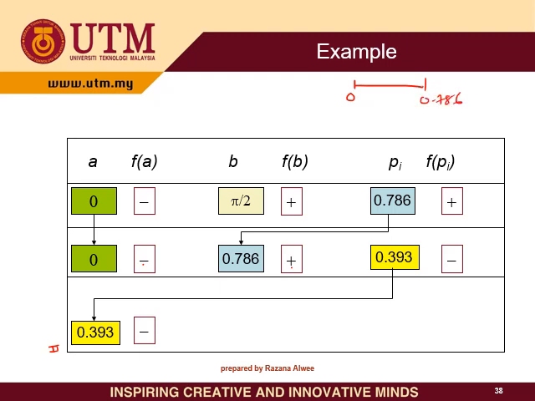0.786. So when you get your P2, it is here, but this is negative, this is negative, and this is positive. So we take this interval, not this. The A here will become the new A1 here. It will change that. Don't make a mistake on this.